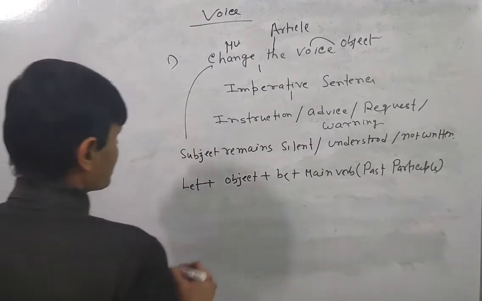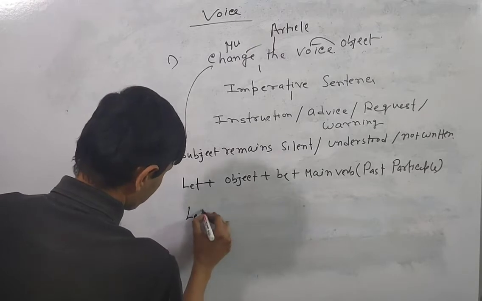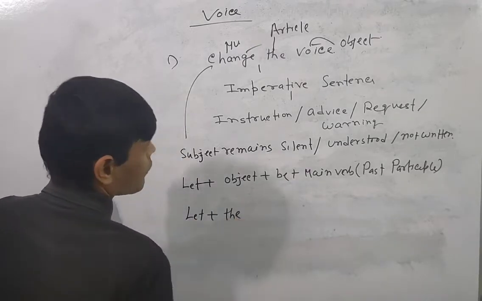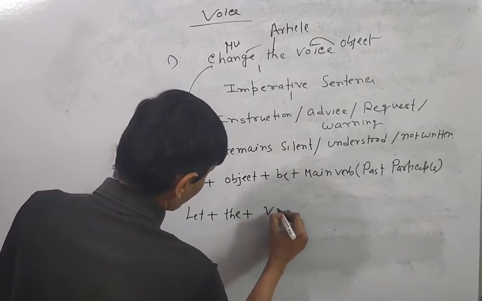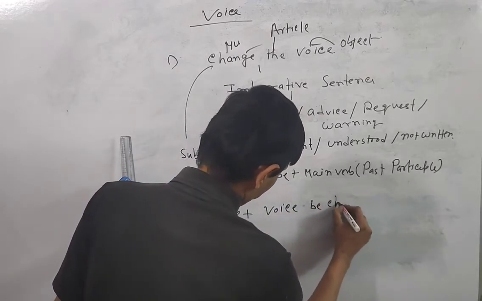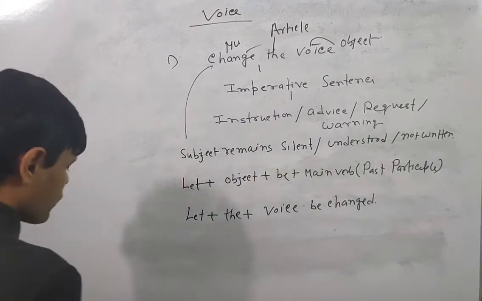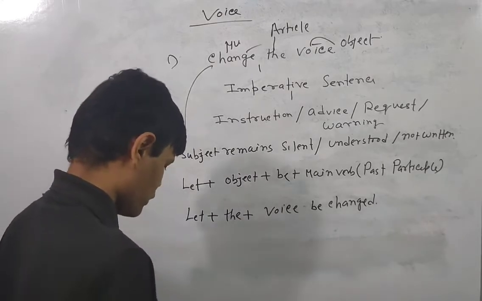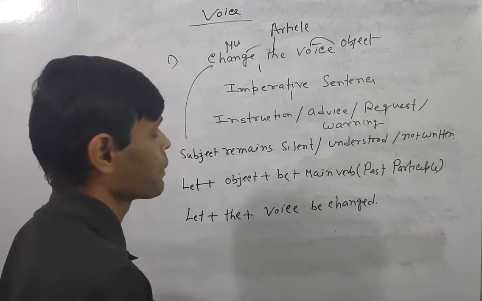Then what will be the answer? Now here I would like to go for the object. Let. Now we are going to place the object. Before that we have to place the article the. Let the voice be changed. So this will be the answer. So you can change this voice in this way. There is another way in which you can change, but this is better.